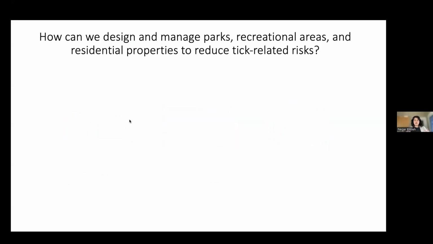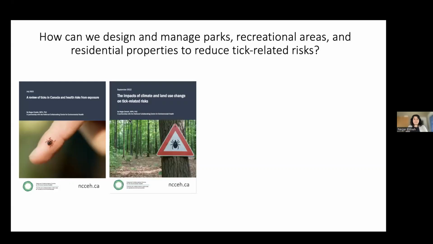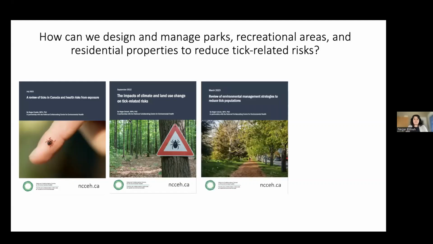So the overarching question for this project was, how can we design and manage outdoor environments, specifically parks, recreational areas, and residential properties to reduce tick-related risks? And we did this through three sets of evidence reviews, as well as using that information to create a designed document for easy access. So the first evidence review gathered and synthesized information on public health risks associated with tick exposure across Canada. The second looked at the impact of climate change and land use changes on tick-related risks in Canada. The third looked at environmental management strategies to reduce tick populations.